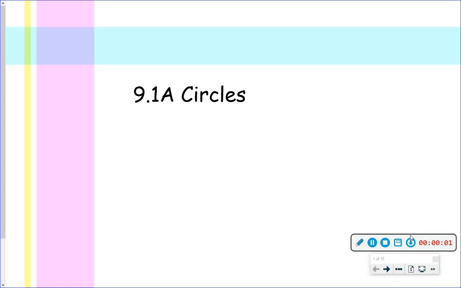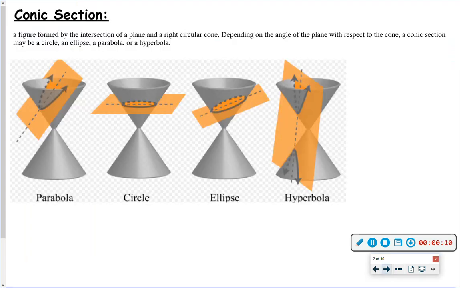Okay, today we are going to begin chapter 9. We're going to talk about conic sections. These are all of the different shapes of graphs. Let me just click the slide here and give you a little bit better picture.